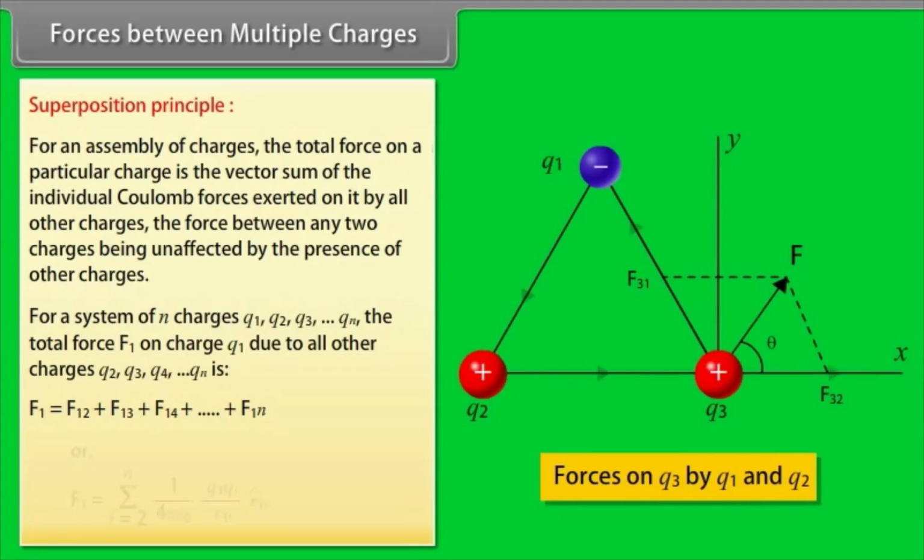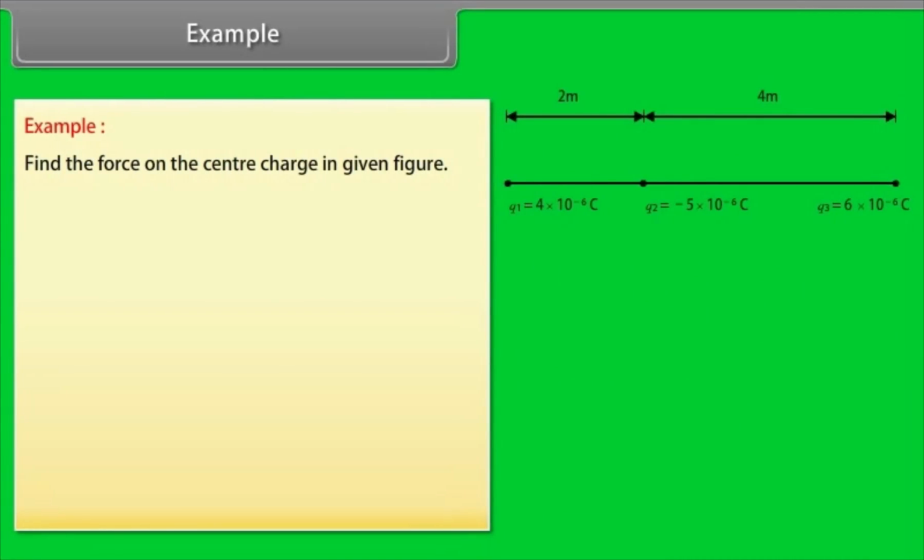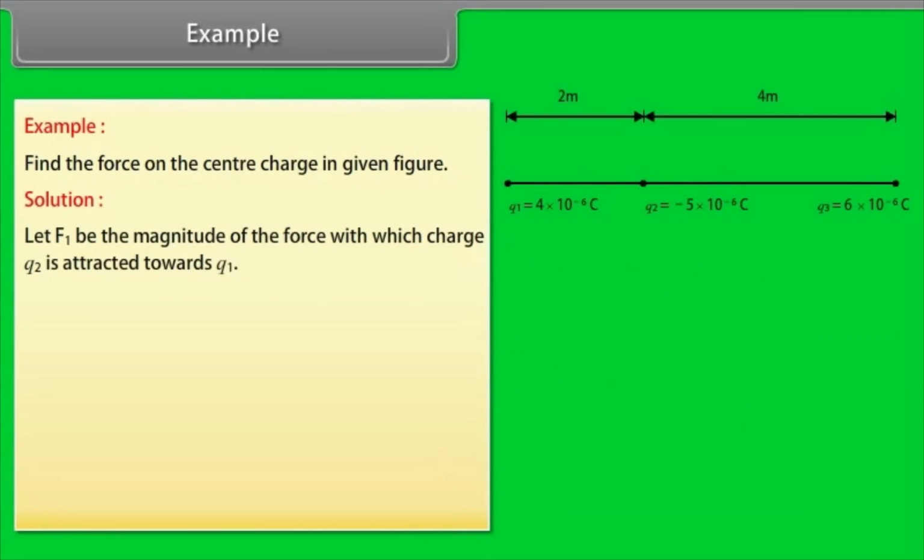This equation can be written as shown. Let's take an example on Coulomb's law. Find the force on the center charge in the given figure. Let's see the solution. Let F1 be the magnitude of the force with which charge Q2 is attracted towards Q1. We know that F is equal to 1 upon 4 pi epsilon naught multiplied by Q1 Q2 upon r square.